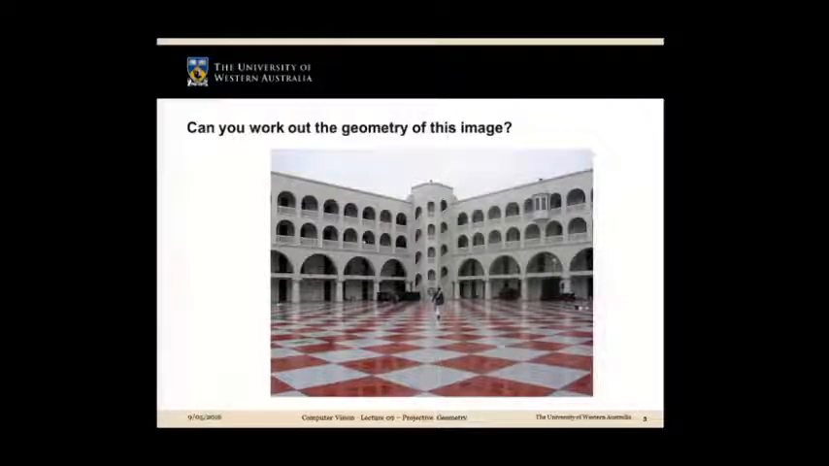Now, if you look at this particular image, can you work out the geometry of this image? Look at the floor or the ground. You have multiple parallel lines here with the squares, right? You have multiple parallel lines, and some of the lines are orthogonal to each other. Then the horizontal and vertical lines, I must say. There are so many horizontal and vertical lines in this image. And are there any parallel vertical lines?